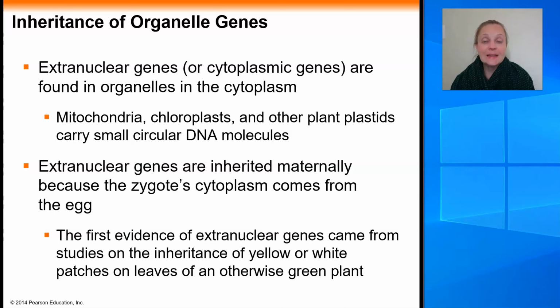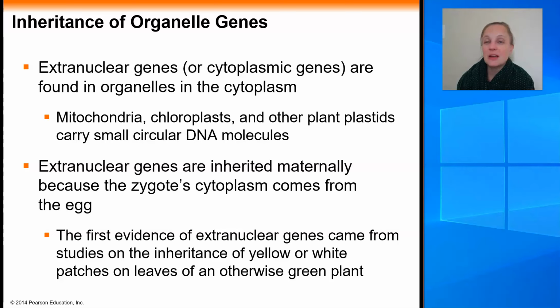All right, and then the last example, again, has everything to do with organelle genes, or what we call extranuclear genes or cytoplasmic genes. And these are typically found in mitochondria in animals or in plants. They can also be found in chloroplasts and other plant plastids or other organelles that can contain small circular DNA molecules. And what we have determined as scientists is that extranuclear genes are inherited solely from the mom. So all of your mitochondrial genes you inherited from your mom. Your dad didn't contribute any.